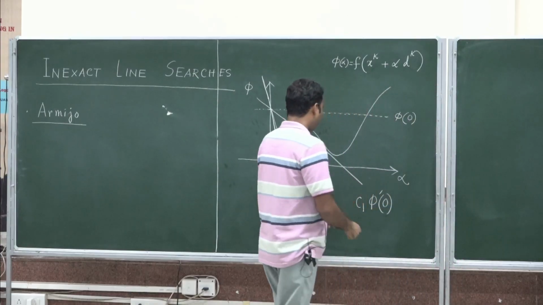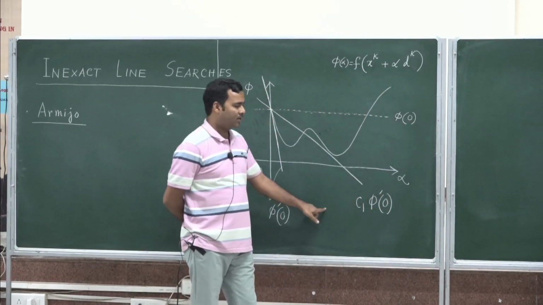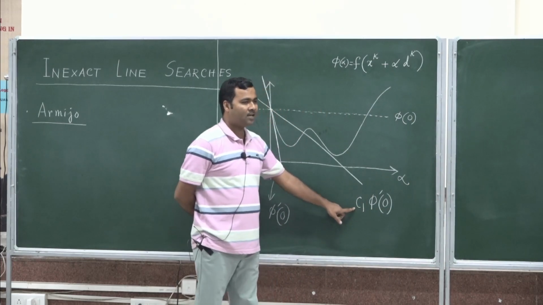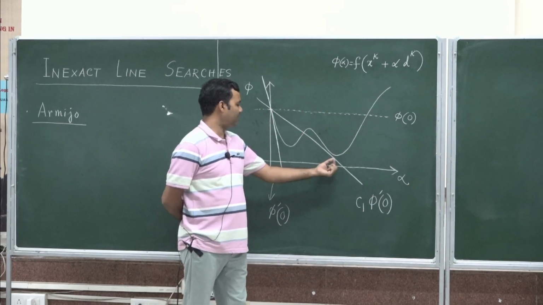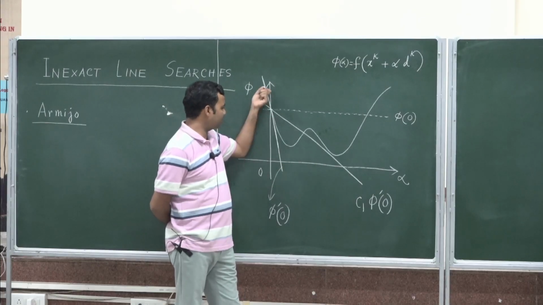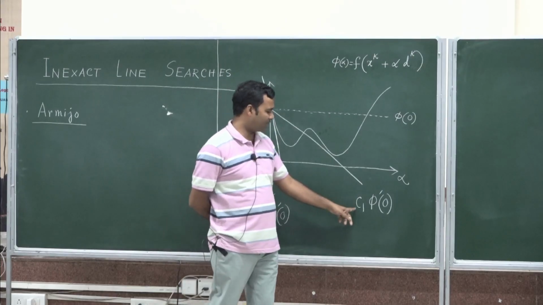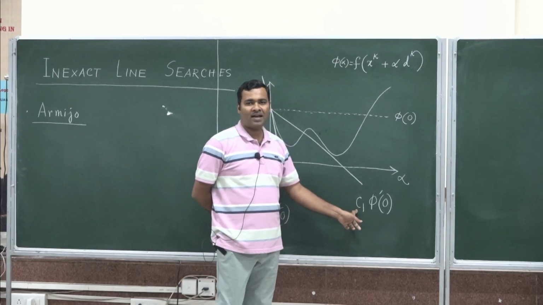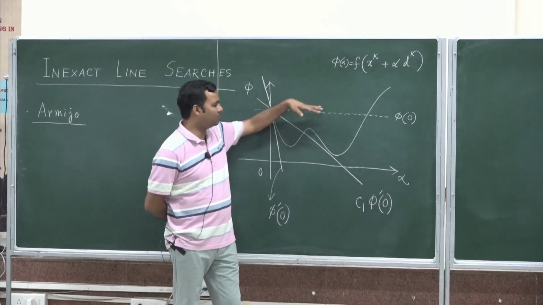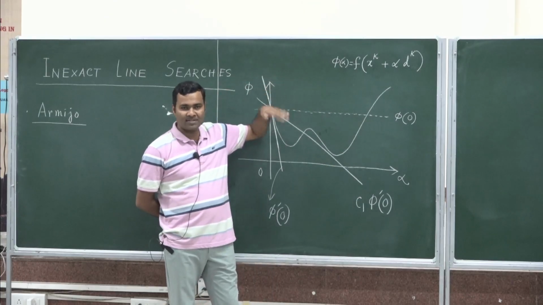The closer the value of c1 to 1, obviously this line moves almost towards this tangent line. Then if I consider c1 very close to 1, I am over aggressive: I want the function value as small as possible.